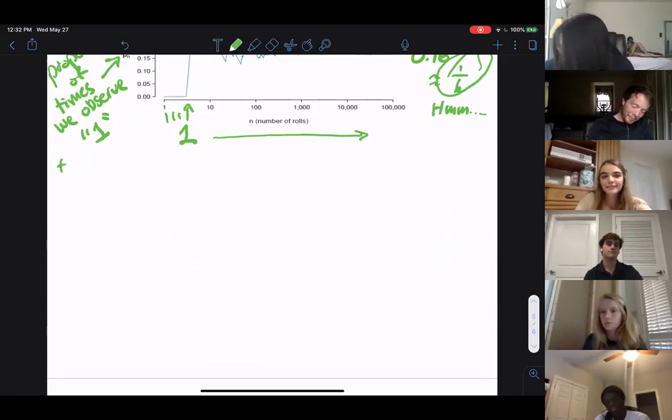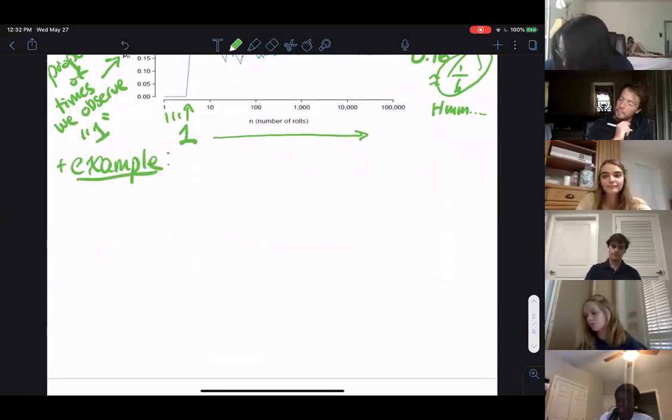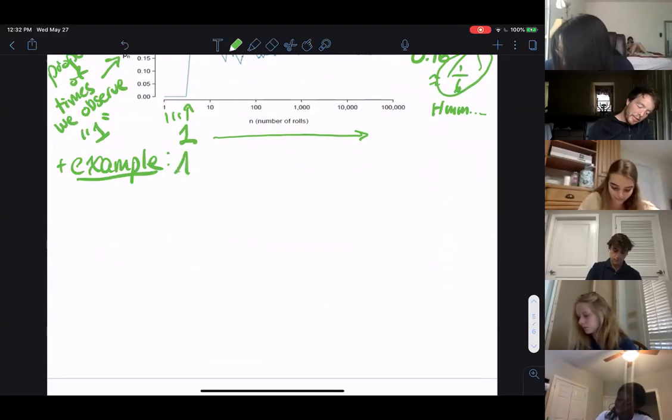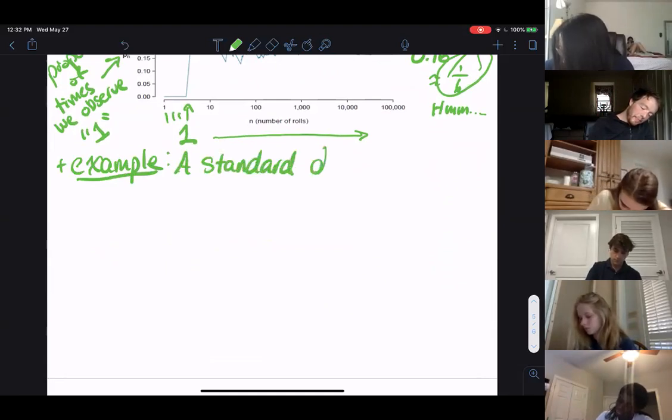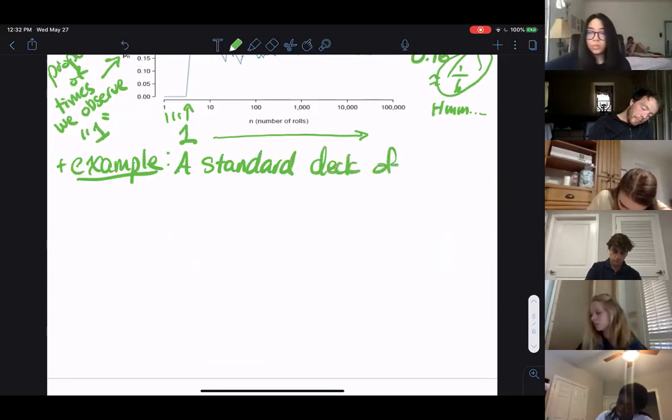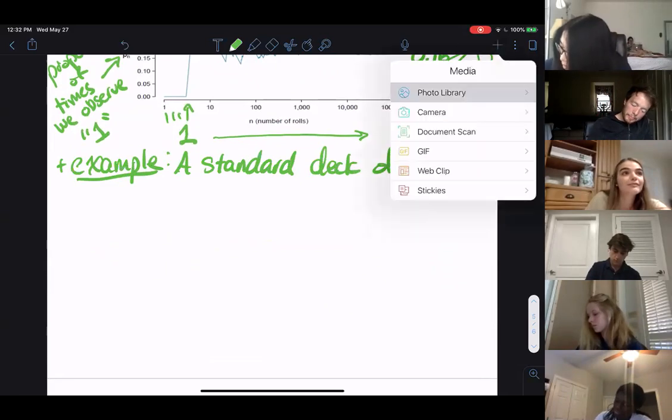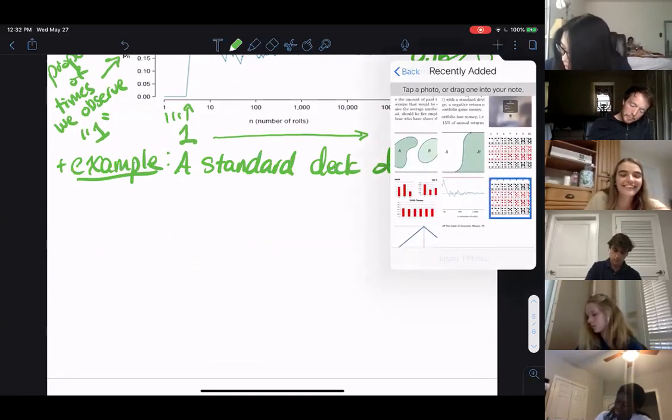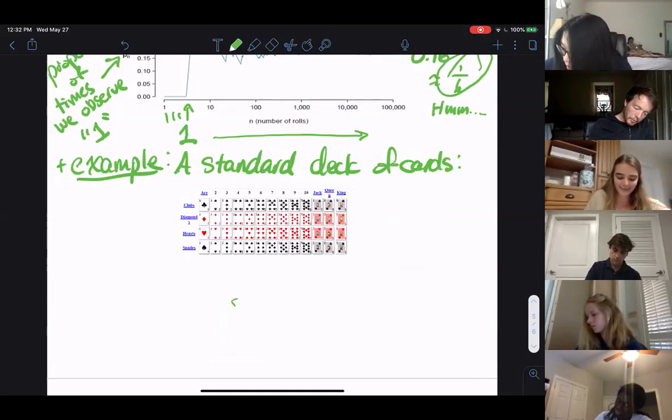So another example of a random phenomenon. A standard deck of cards looks like the following. So, oh goodness.